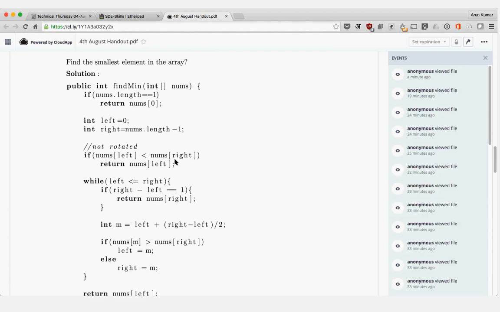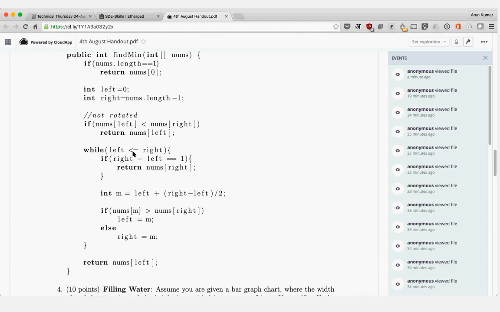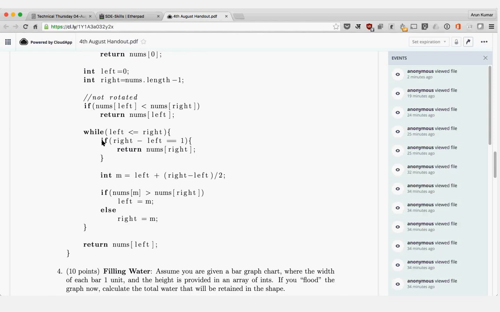So basically, first you just do a sanity check on the input. If the number at the left is lesser than the right, that means it's not rotated, right? So the minimum element would be the leftmost one, and you just return that. If that's not the case, the pivot is somewhere in between. If there are only 2 elements, right minus left is 1, and the left is not lesser than the right, so that means that is the pivot point. So the rightmost element is the minimum, right?